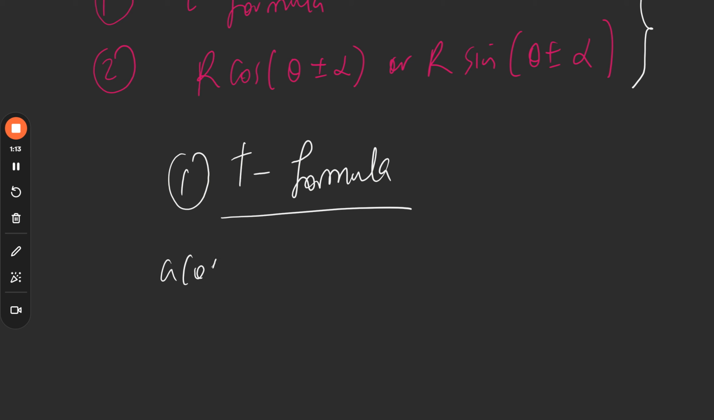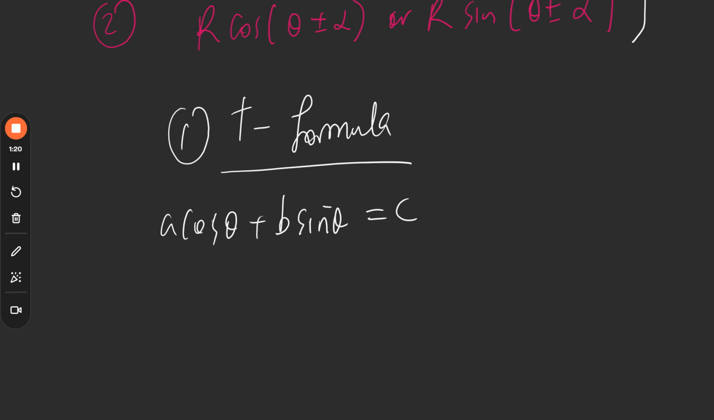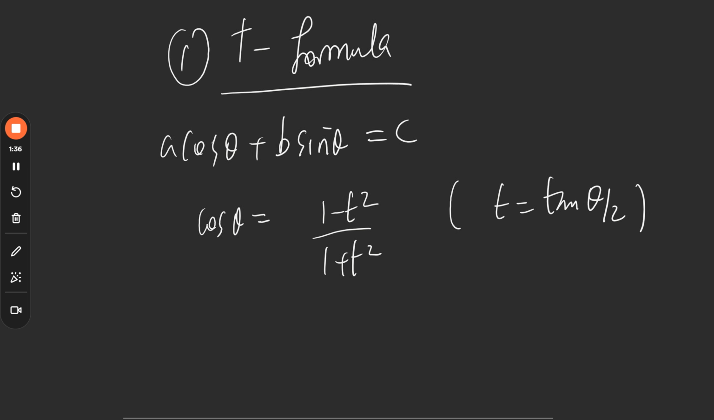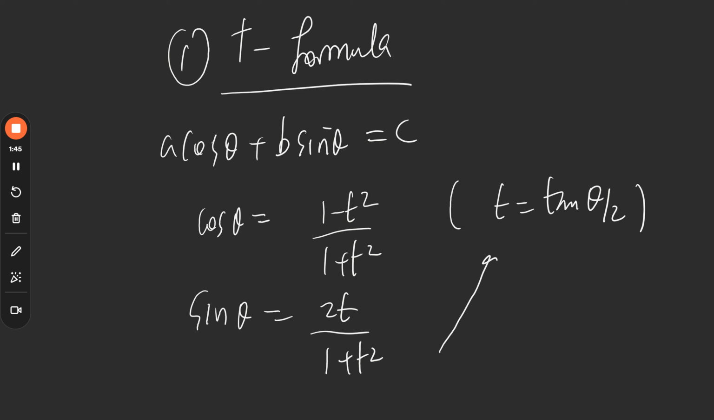having a cosine theta plus b sine theta equals c, the t formula corresponding to cosine theta is 1 minus t square over 1 plus t square, and in this case t equals tan theta over 2, while sine theta is 2t over 1 plus t square with the same definition of t.